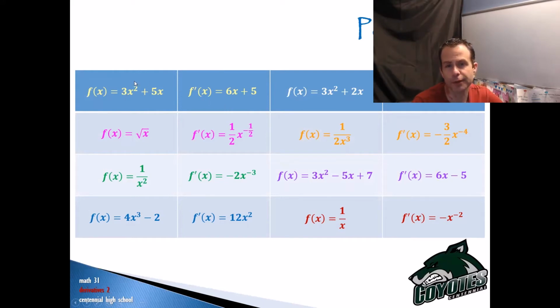Okay, so here are all the answers. You can check yourself, but what we want to do is look for patterns in how I go from the original function to the derivative, okay? So how do I go from 3x squared plus 5 to 6x plus 5? For some of you, that 5 may have been the first thing that caught your eye. Take a look at this: the 2x went to 2.